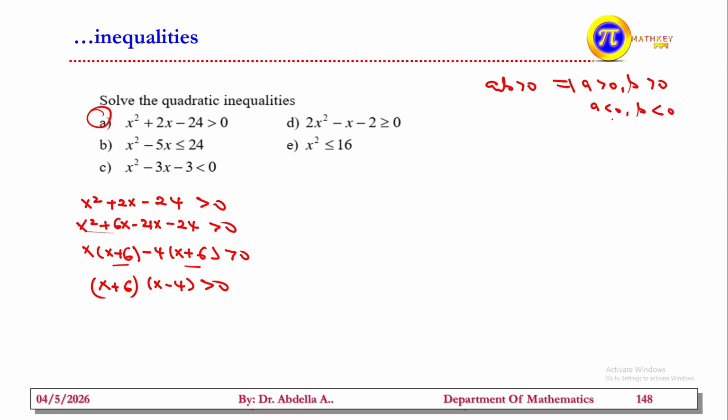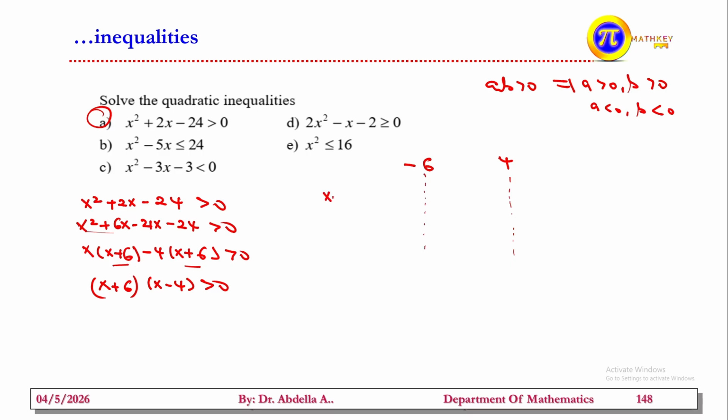Means ምን ማለት ነው? ሁለቱም ተመሳሳይ ሳይን ካላቸው ብቻ ነው ከ0 የሚበልጡት ማለት። So we apply sign charts by taking the zeros of this one. The zeros of the factors are negative 6 and 4. After that, you have to apply sign chart. Sign chart እናደርጋለን ወይም በኬዞቹ መስራት ትችላላችሁ. You get the same result.